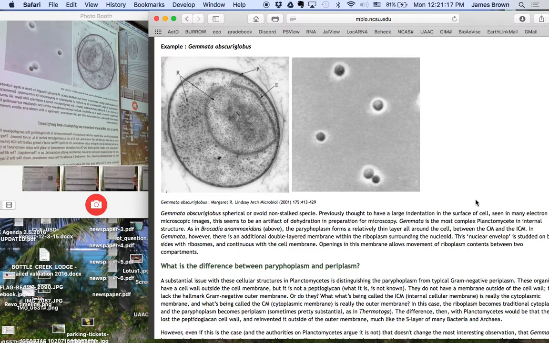But it is a double membrane, and it does hold the nucleoid. Also, there are ribosomes on the inside, translating. Eukaryotes don't have translation in the nucleus, do they? Actually, they do. You've never heard of it before.